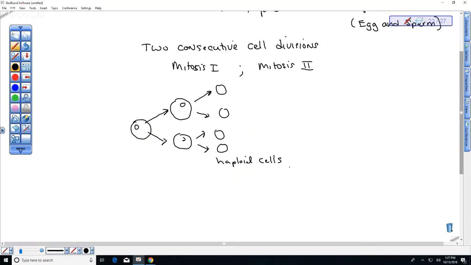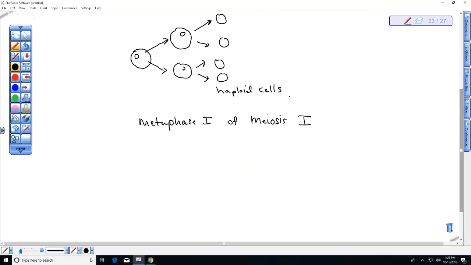Now, the biggest difference between mitosis and meiosis comes from how the chromosomes line up in the first metaphase. So we can talk about metaphase I of meiosis I. In this first metaphase, the chromosomes line up in pairs. So I'm going to draw my cell, and I'm going to have my chromosomes. They're replicated, but they're lined up in pairs.